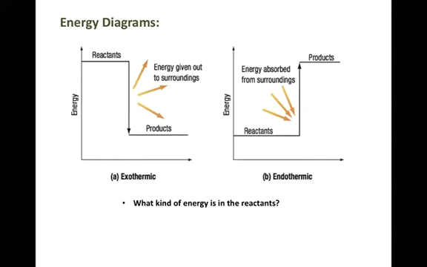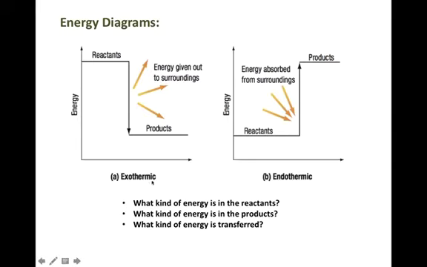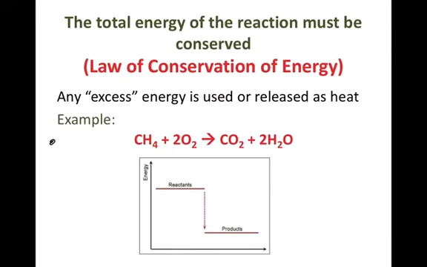Okay, you should be able to answer these questions. What kind of energy is in the reactants? Did you say chemical potential energy? Good. How about the products? Same thing, chemical potential energy. What kind of energy is transferred? Give you a hint. Right here, right here. Thermal energy. How is it transferred? As heat. Okay, moving on.